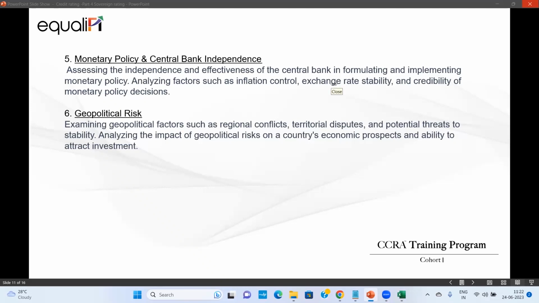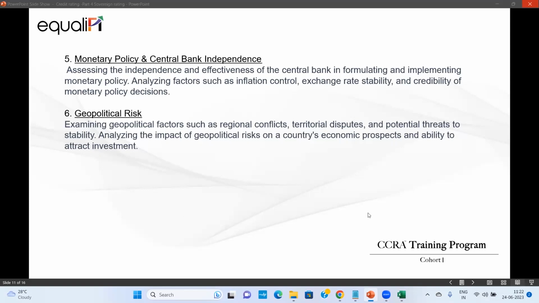Yeah, RBI has an inflation target and changes monetary policy on rates and money supply. But what we are saying is, how independent RBI is, and not only RBI, it can be any central bank of any country, how independent they are to take a decision. That is also an important factor, a qualitative factor of sovereign rating.